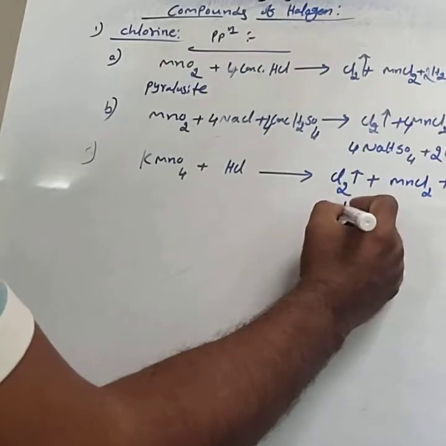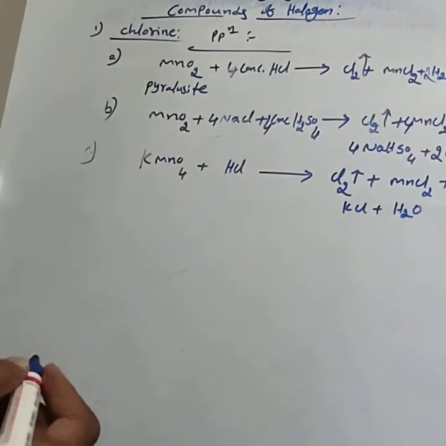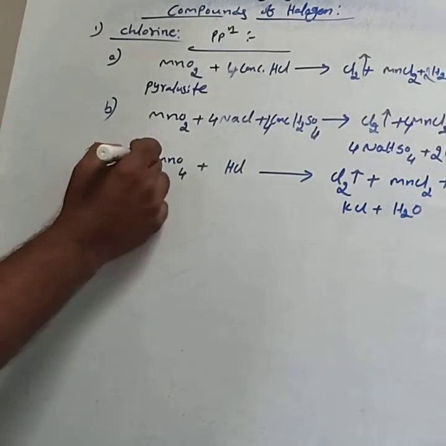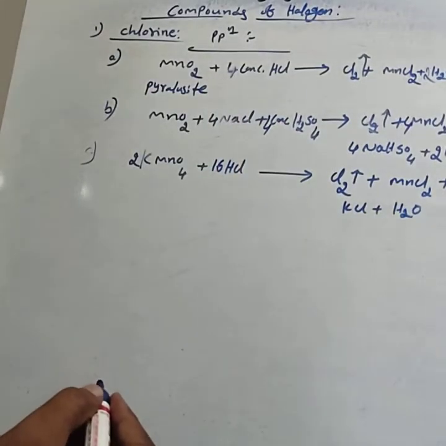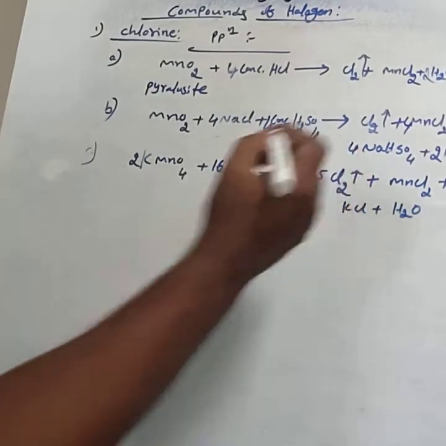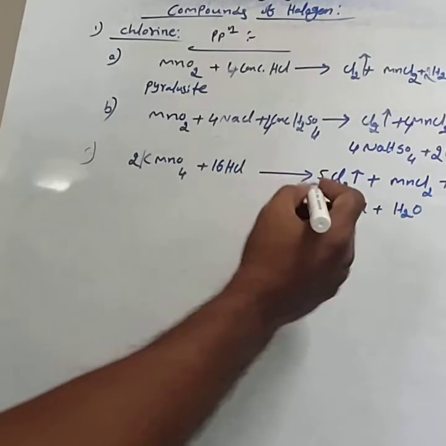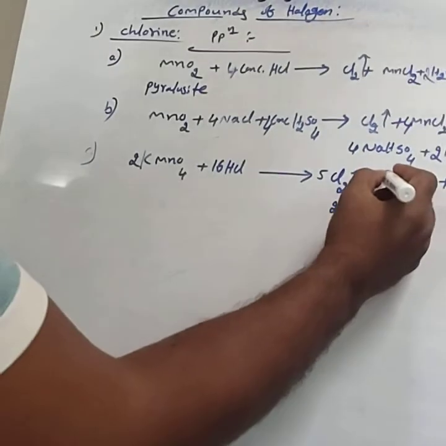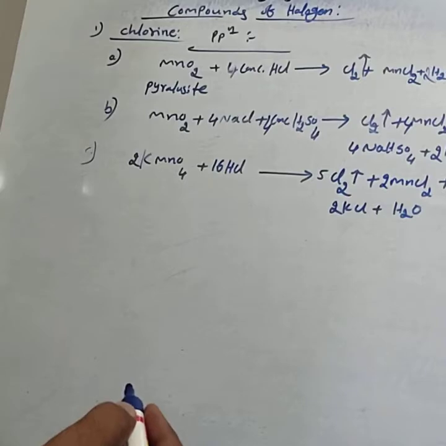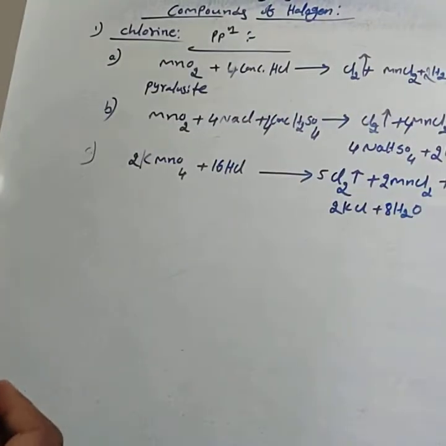then KCl and H2O. This is the third method: 2 KMnO4, 16 HCl are required, 5 Cl2 get evolved, then 2 KCl, 2 MnCl2 and 8 H2O. This is the balanced reaction. This is the third method.